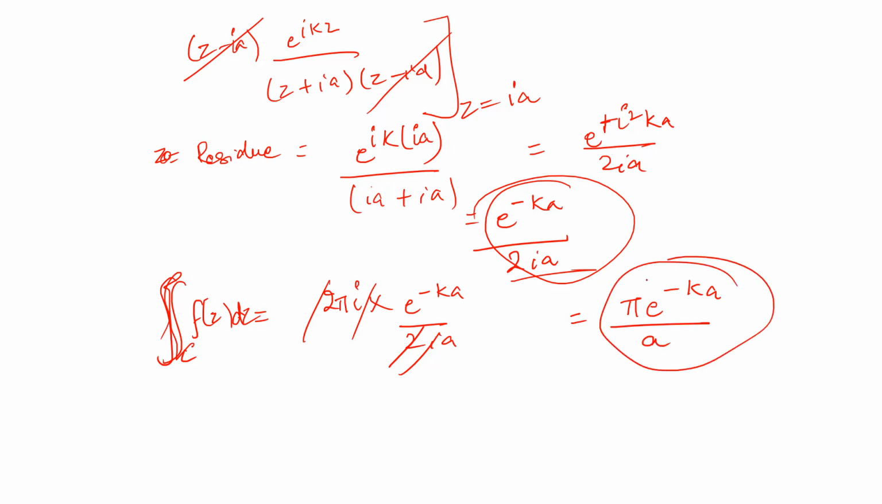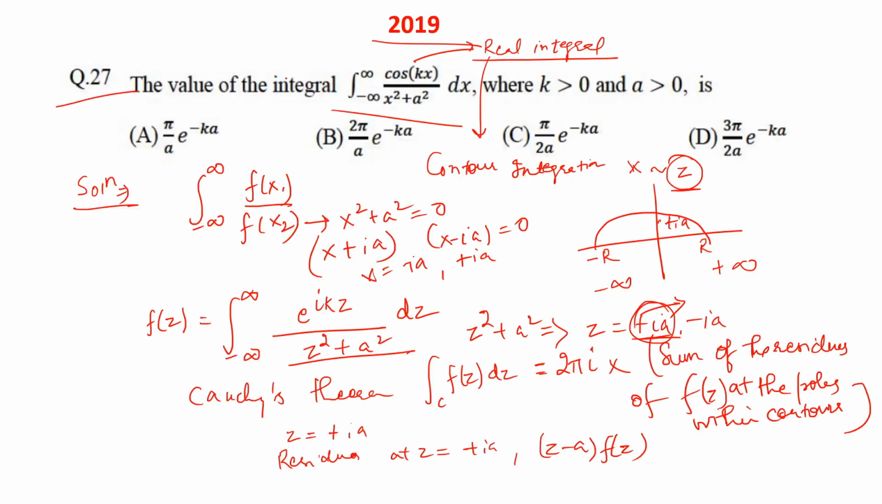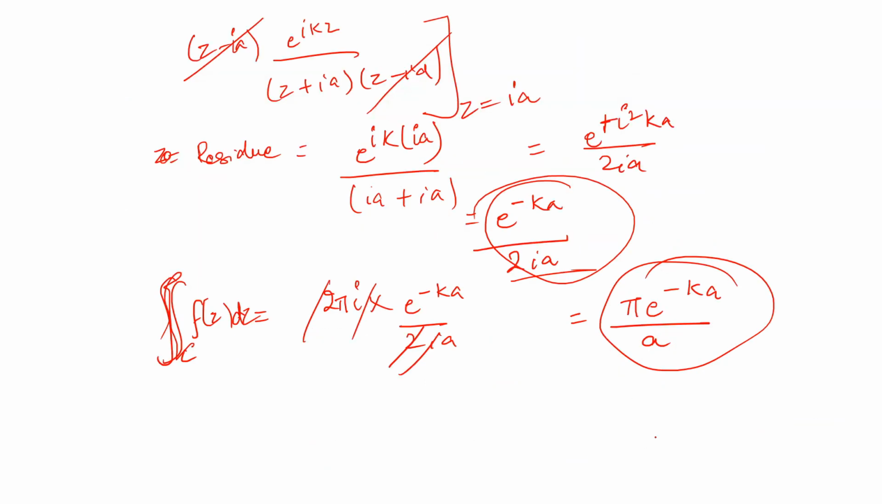Now equate the real part of this contour integral which we just solved with the function which is given to us. It is a real function and the value we got is also a real value. So the answer for the integral of cos kx over x square plus a square is equal to pi over a times e raised to the power minus ka. So this is the answer.